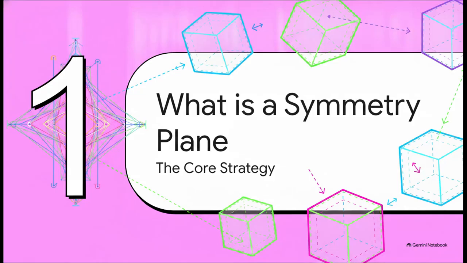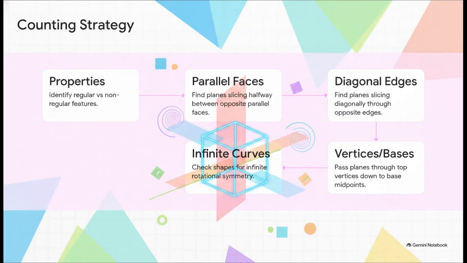Section 1. What is a symmetry plane? Establishing the core strategy. To successfully find all these planes without missing a single one, you need a systematic approach. You really can't just guess. To track down all the planes for literally any 3D solid, we follow 5 exact steps.